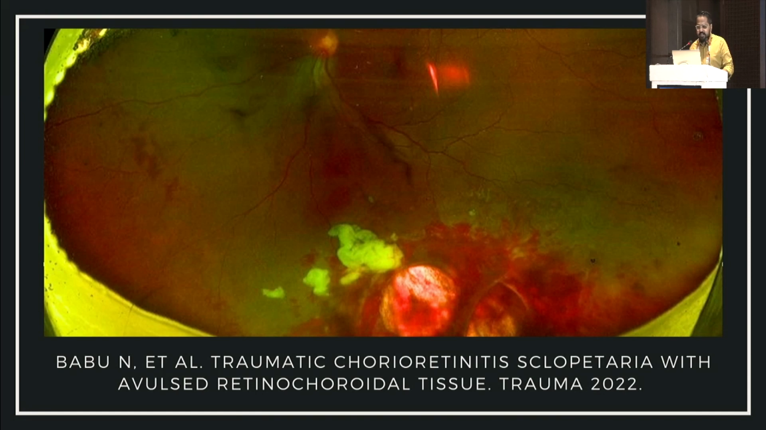This is an 18-year-old male who had sustained an injury while playing gilli danda. The patient's presenting visual acuity was 20/40. Two adjacent chorioretinal tears can be seen anterior to the equator with a thin strip of retina between them and bare sclera underneath. The torn retinochoroidal complex is seen lying next to the tear.